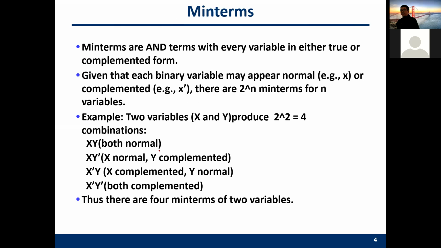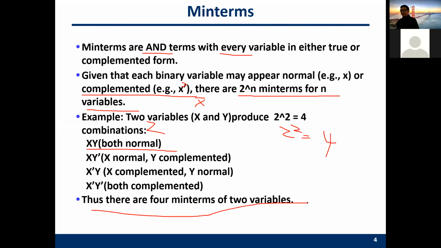Minterms are AND terms with n variables, in either true or complemented form. So each binary variable may appear normal or complemented. In this slide, we use this symbol, x bar, to indicate a complement. So totally there are 2 to n minterms for n variables. For example, if we have 2 variables, then totally we have 4 minterms. Both are normal. X is normal, Y is complemented. X is complemented, Y is normal. Both are complemented. So there are 4 minterms of 2 variables.